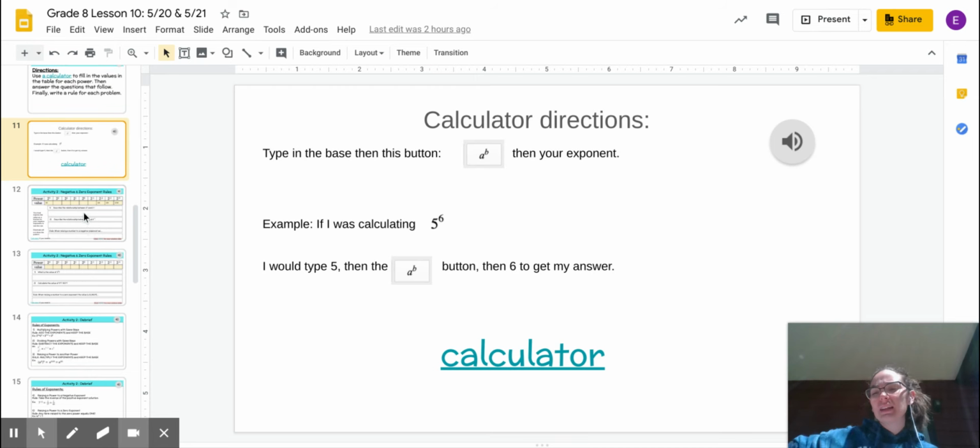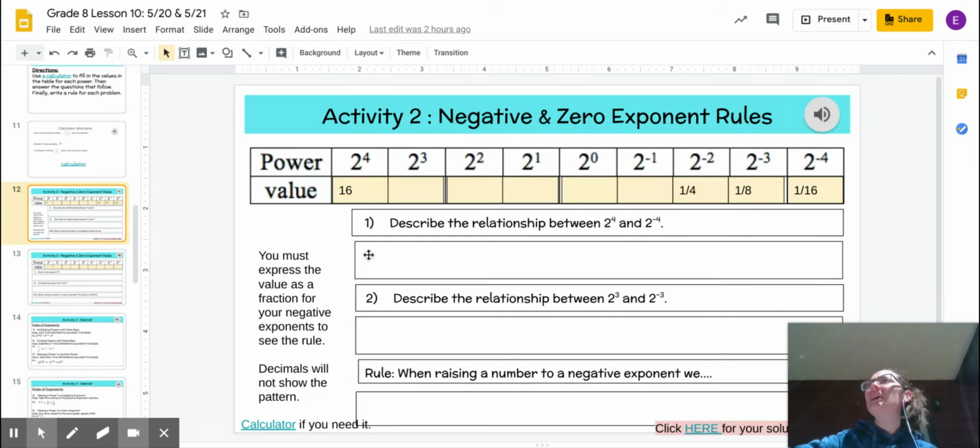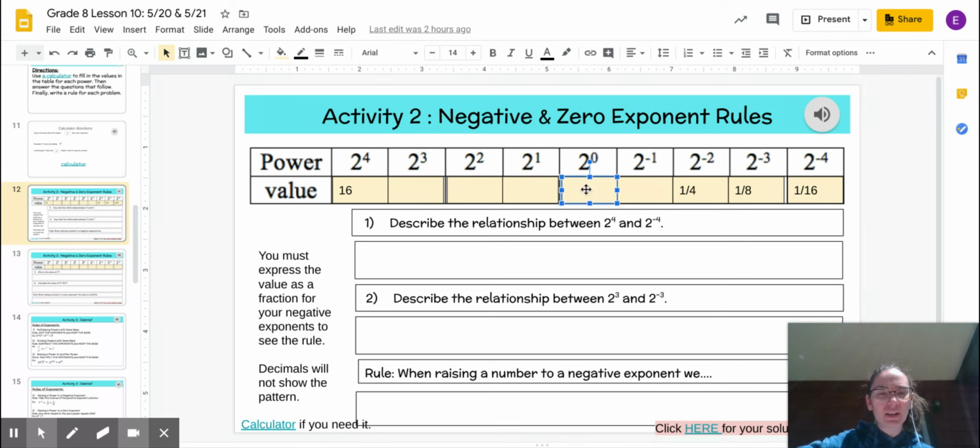Okay, then on slide number 12, you are expected to fill in these boxes at the top of the PowerPoint here. So you're expected to use the calculator and find the value of 2 to the 3rd power and type it in here. 2 to the 2nd, 2 to the 1st, 2 to the 0, 2 to the negative 1st power, making sure that you write it as a fraction just like these guys are written.